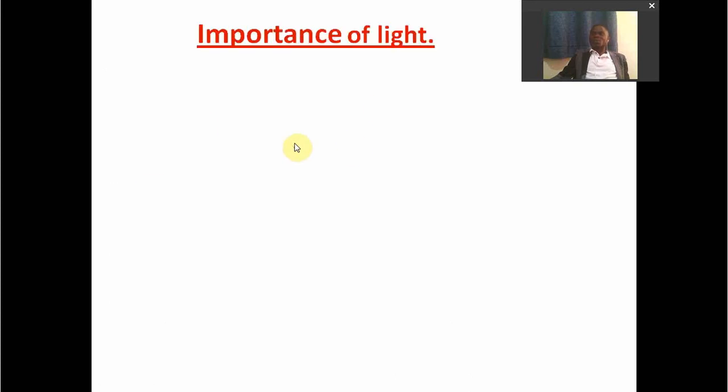Let's continue. Let's look at the importance of light. How is light important to us? We already said that light enables us to see. I think that is one of the major importances of light. Yes, light is so important to us because it enables us to see. Are we together? But let's look at our first answer here.